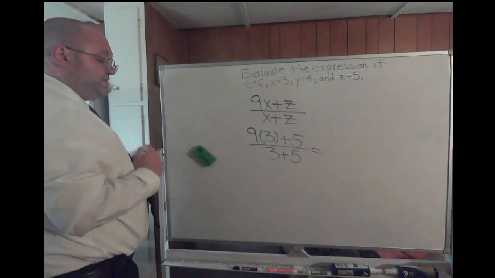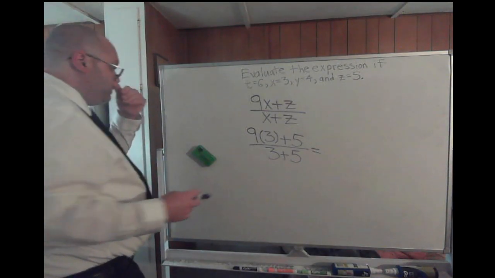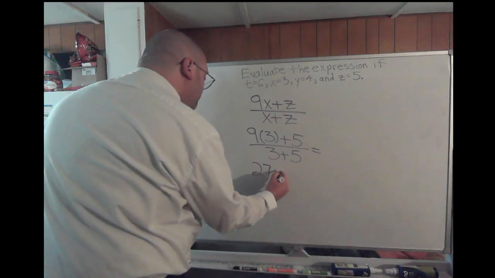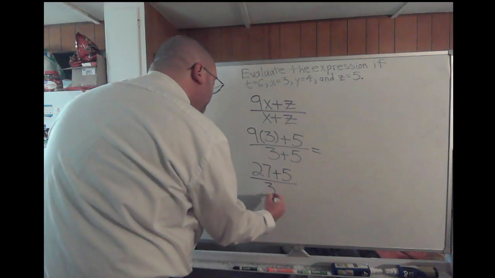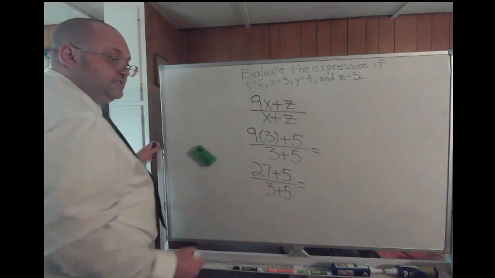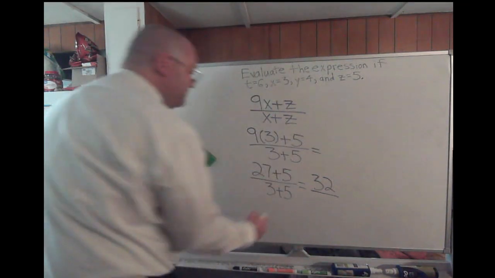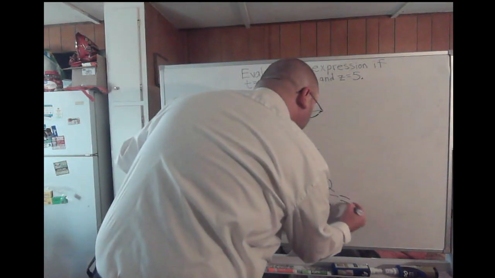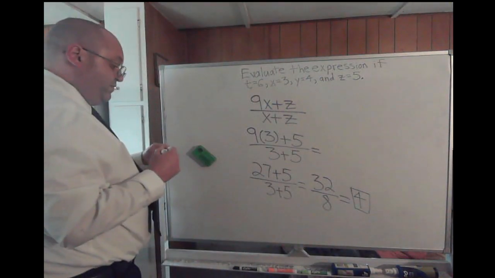Well, we take it each by numerator and denominator in these types of expressions. In the numerator, we have 9 times 3, which is 27, plus 5, all over 3 plus 5. Well, in numerator, 27 plus 5, that's 32. All over 3 plus 5, well, that's 8. 32 over 8, 32 divided by 8, that equals 4. So the answer you would get would in fact be 4.